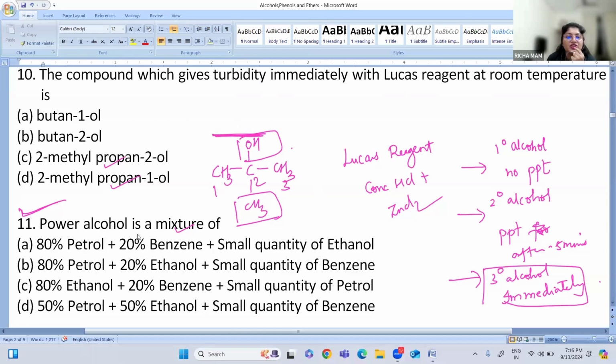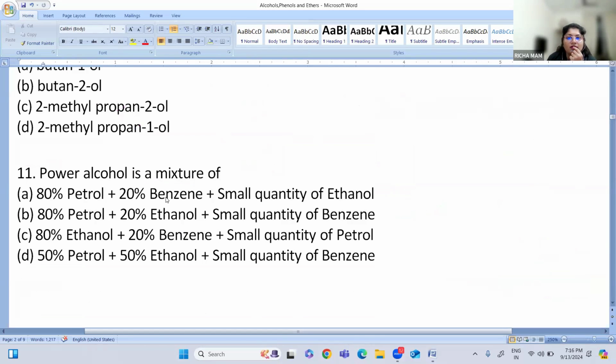Power alcohol is a mixture of: A, 80% petrol plus 20% benzene plus a small quantity of ethanol. B, 80% petrol plus 20% ethanol plus a small quantity of benzene. C, 80% ethanol plus 20% benzene plus a small quantity of petrol. D, 50% petrol plus 50% ethanol plus a small quantity of benzene.